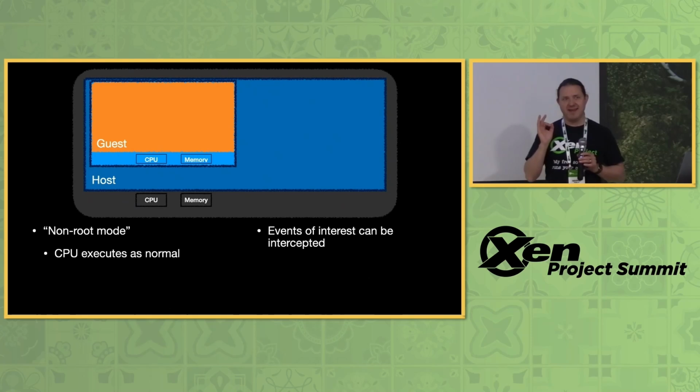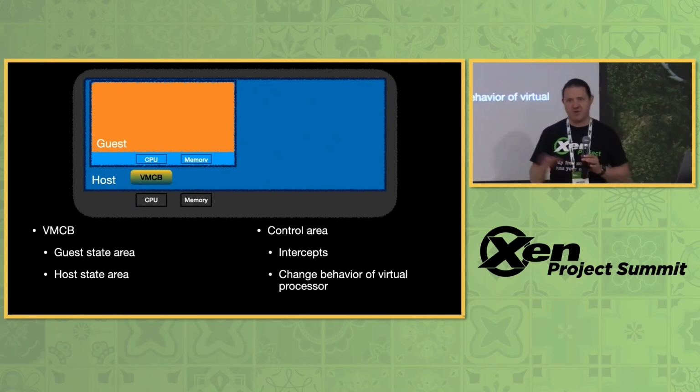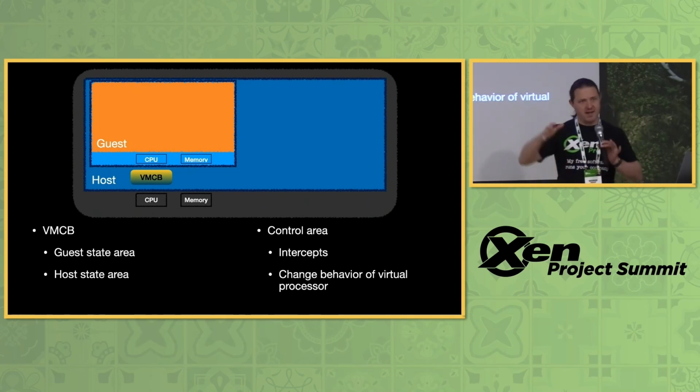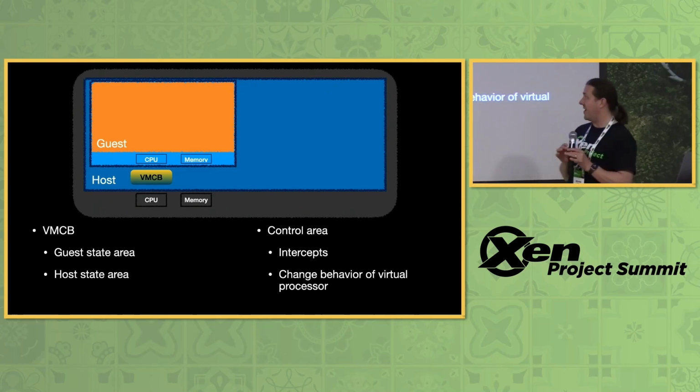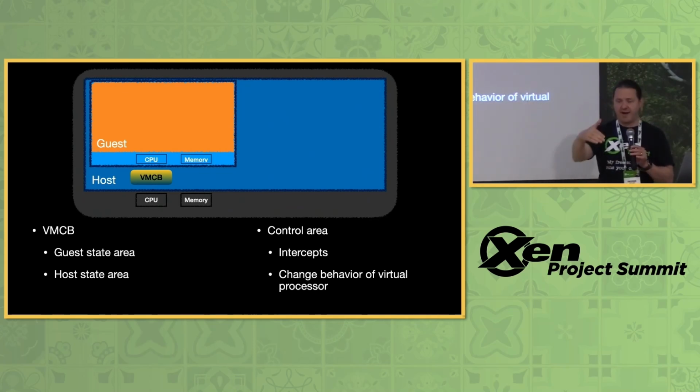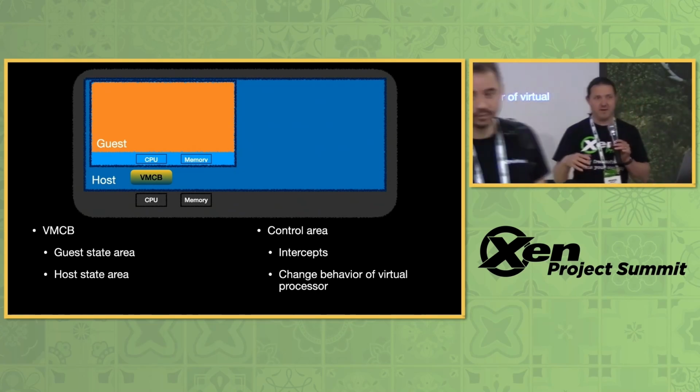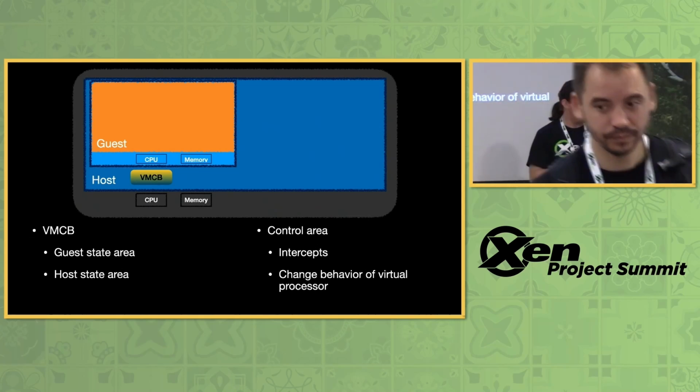In non-root mode, the CPU executes just as normal, bug-for-bug compatible, but events of interest to a hypervisor can be intercepted. How this is done, and again we're talking about SVM here, is that you have a VM control block. This is a 4K page where, on the AMD side, the contents are defined for you. There's a guest state area, a host state area, and a control area that has intercepts, where you define what events you want to be informed about as a hypervisor, and ways that you can change the behavior of how the virtual processor executes as it's executing.